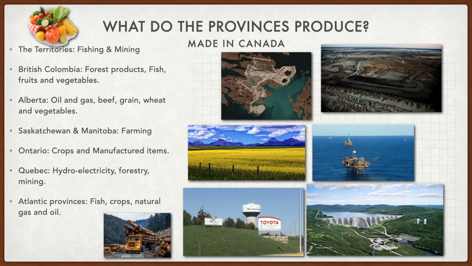We even make armored vehicles, and so there's lots that can be made here. In Quebec, there's a lot of hydroelectricity that they sell, and forestry and mining, and also tech products, and so it's a very complicated thing. But they produce a lot of stuff, and then finally the Atlantic provinces, right? They produce fish, crops, natural gas, and oil. So all these things make up a part of the economy. These are the things that we make, and we can send either to our own markets, that you and I can buy, or to foreign markets like China or America, mostly America, as we'll see, but even Europe. And this makes Canada money.